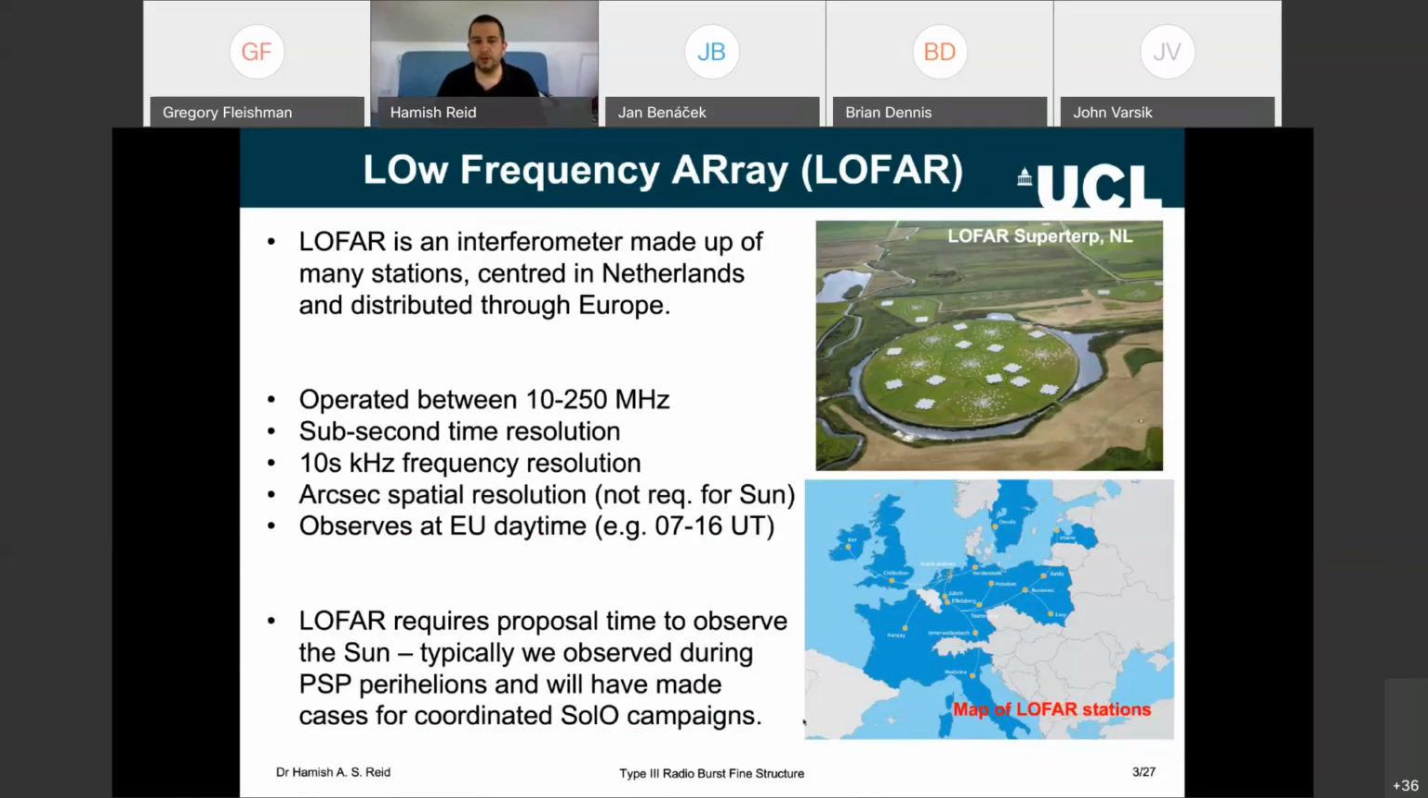It's got very good spatial resolution, but we don't really need that for observing the sun because we have these extended sources, and it observes in EU daytime. And it's an astrophysical telescope, so much like the VLA, you have to propose time on it. And for the Solar Key Science Project for LOFAR, we've been observing time during the PSP perihelions, and we're also making cases for the coordinated Solar Orbiter campaigns as well.